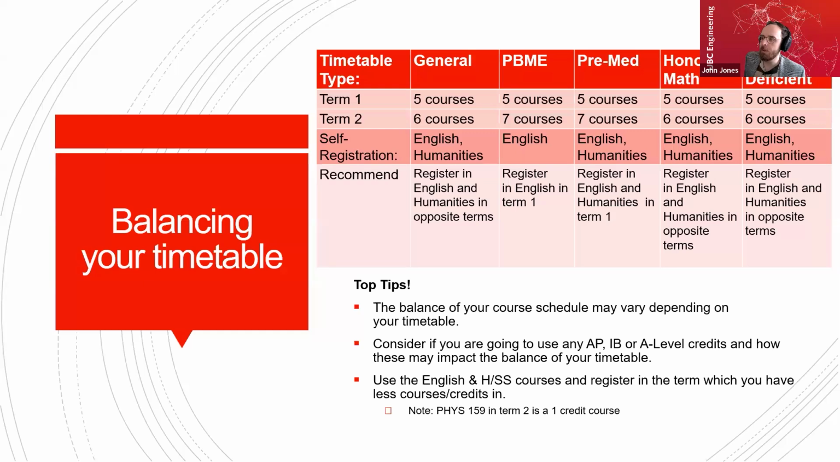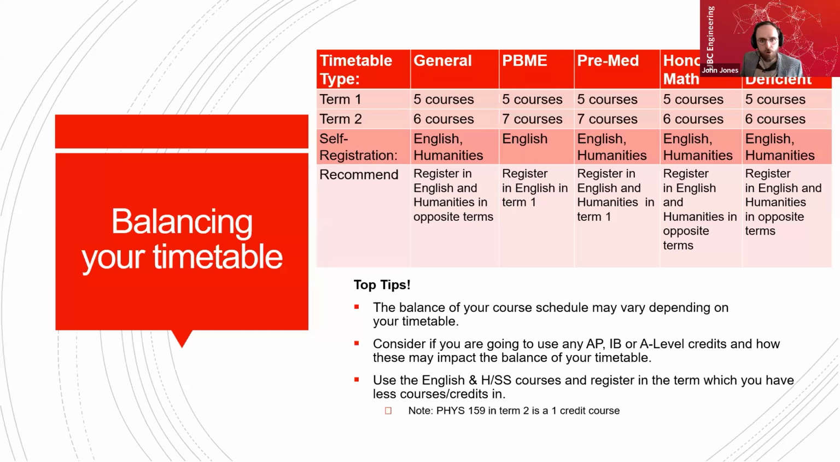We'd recommend registering for most students their English and humanities in each term, so in opposite terms. So English in one term, humanities in another. For your pre-biomed students, again, don't take humanities in the first year. You should register English in term one. That balances your timetable much better in most cases. Pre-med students, again, it's English and humanities, but both in term one.